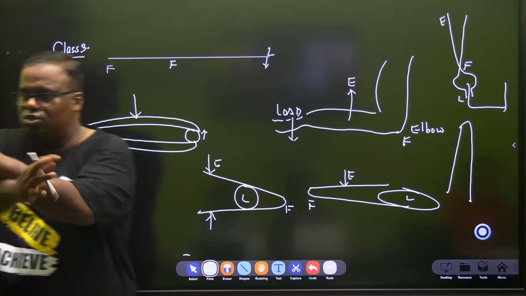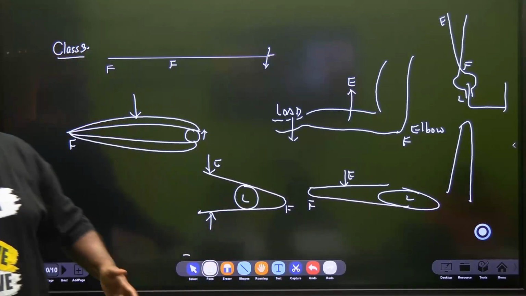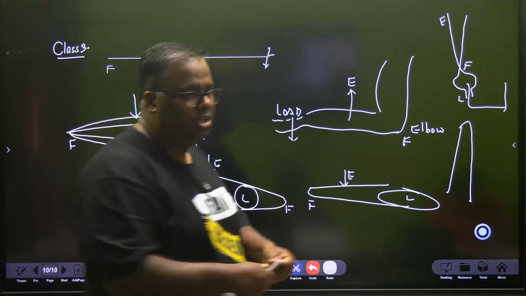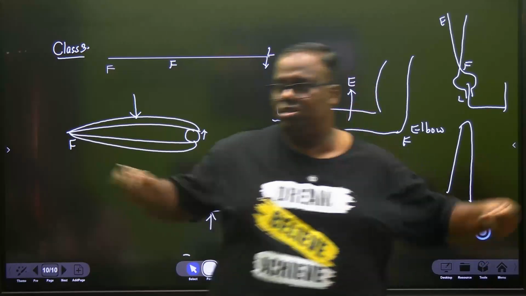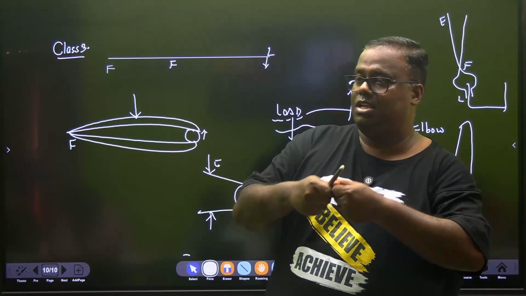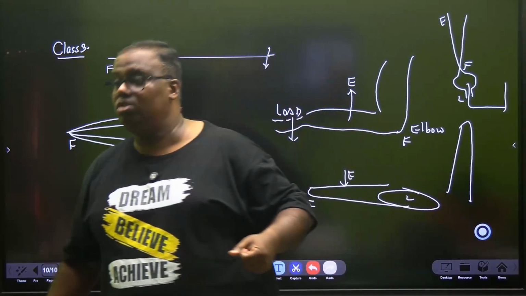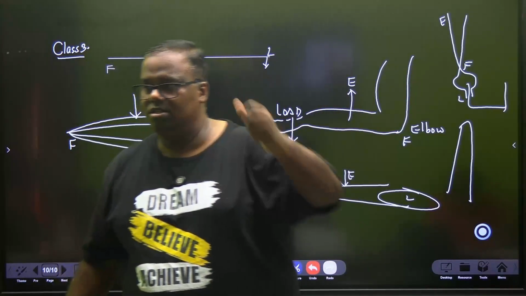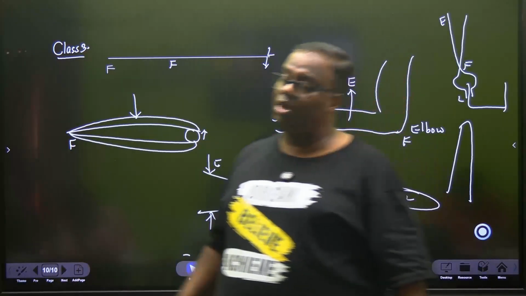Anything which is a crossover tool: seesaw, garden hedge trimmer, the long scissors with which people trim their hedges, scissors, pliers, tongs, kitchen tongs. Don't use the word forceps. Okay, come to class 2.